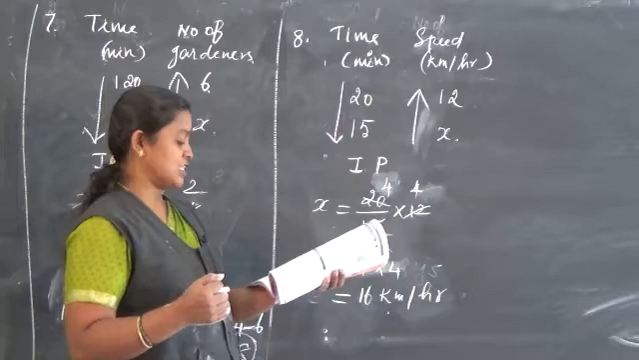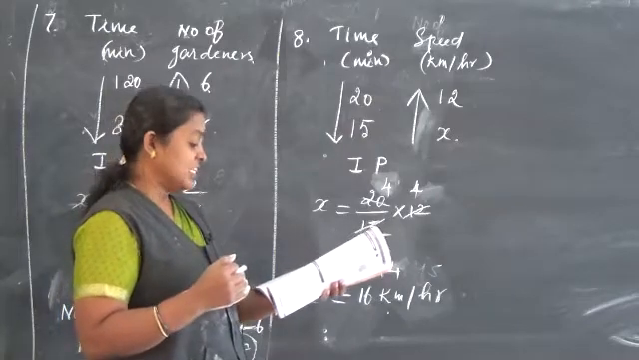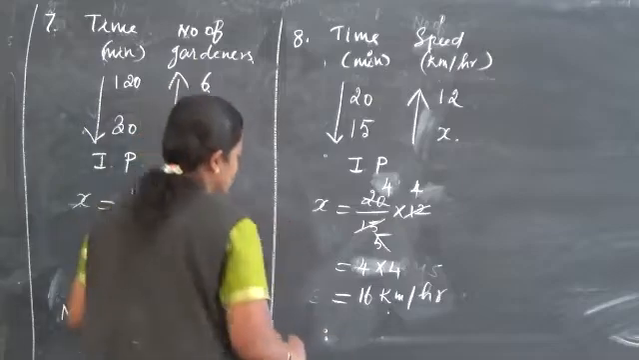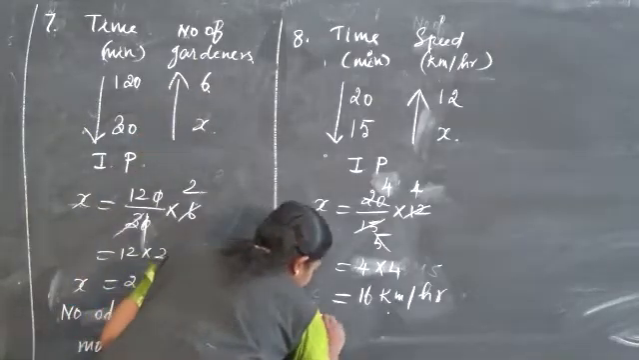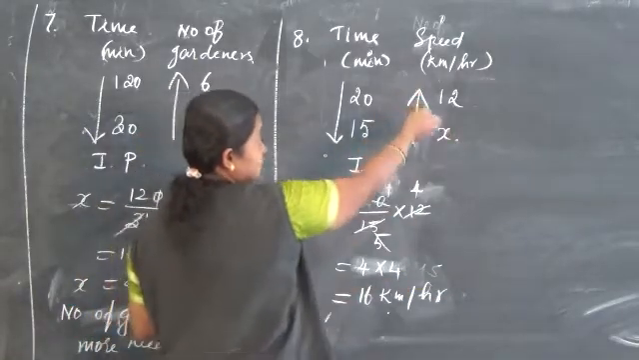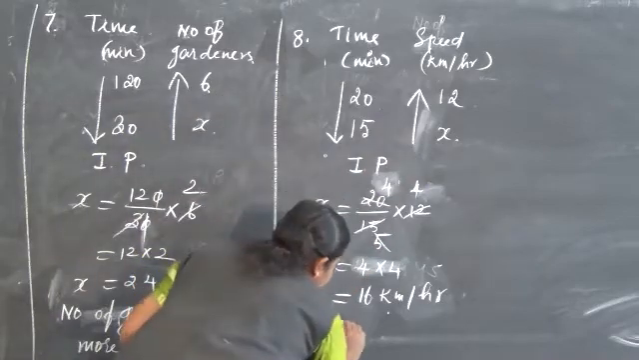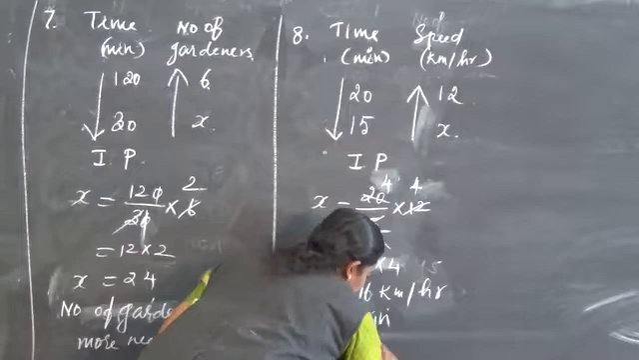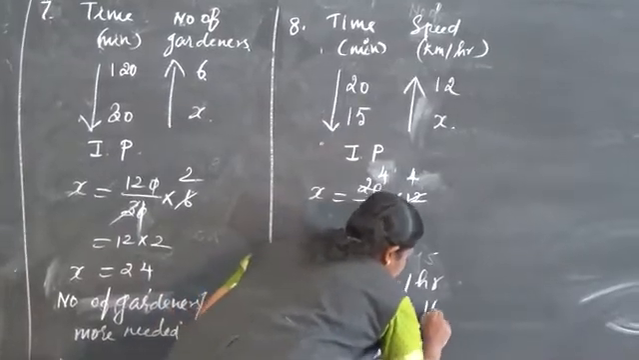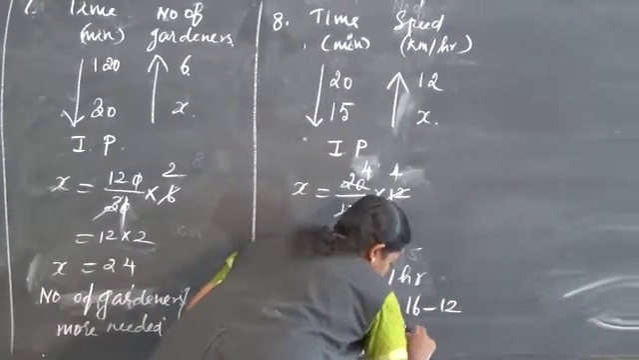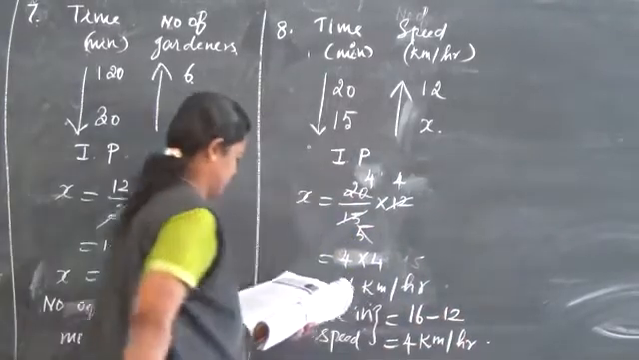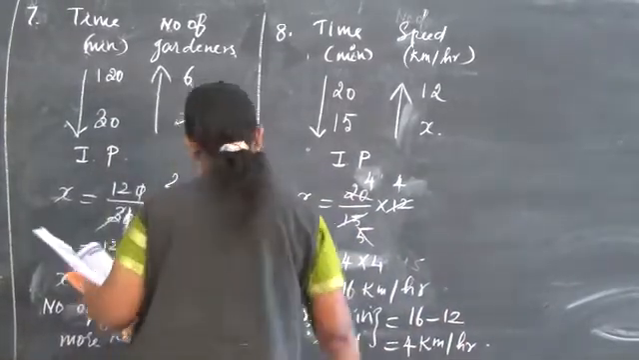What is the question they are asking us? What is the increase in speed? What is the speed she should increase? So for the increase in speed you should subtract, because already he is maintaining the speed of 12 km per hour. So the increase in speed is 16 minus 12, she should increase 4 km per hour.